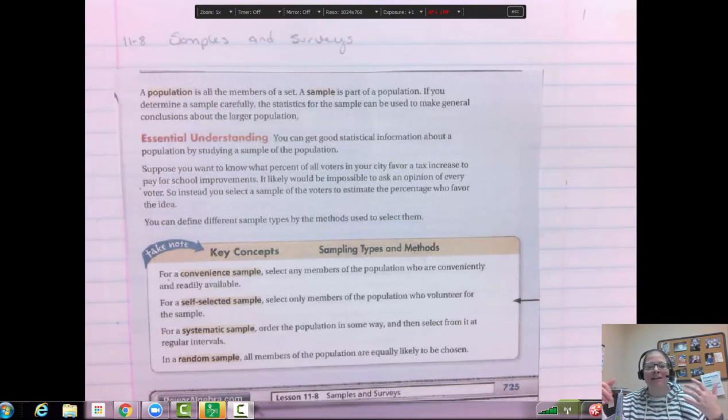So let's say if we wanted a general idea of everyone in the United States, we aren't going to be able to get the whole entire population to answer something. So we would need a sample of that population. So that's the kind of idea here.